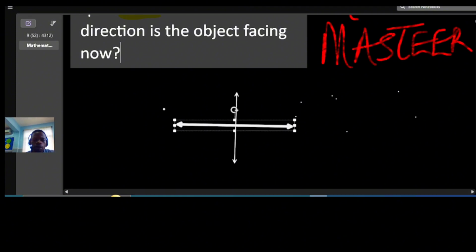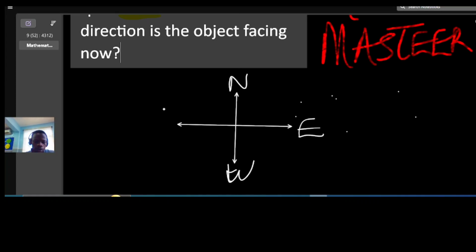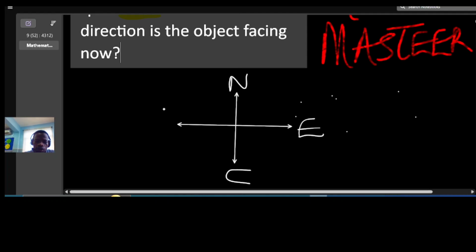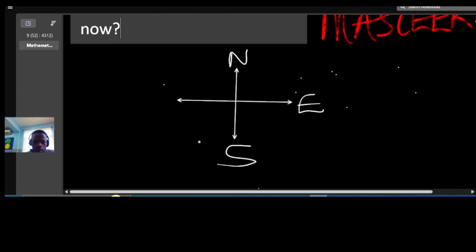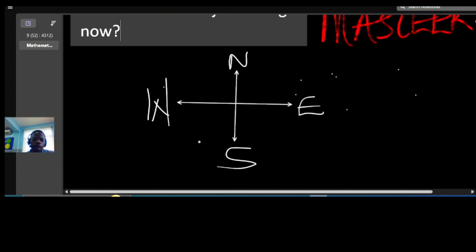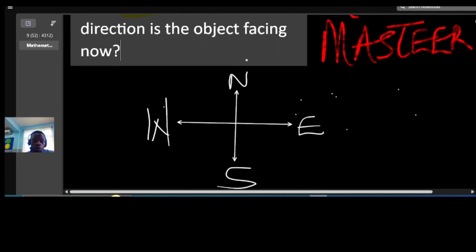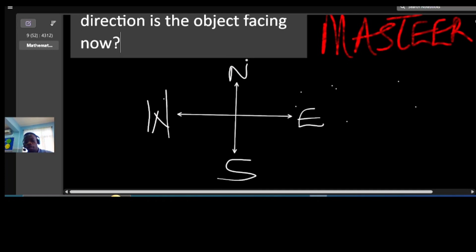So we have this. Of course, we all know this is our north, this is our east, this is your west, this is not the east, then we have the south. The question is: an object is already facing where? According to the question, it's already facing the east, then spins 2,970. So what do we do? It's already facing the east. How do we go about this?